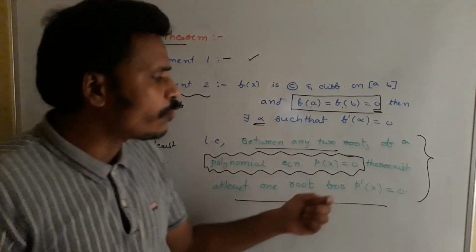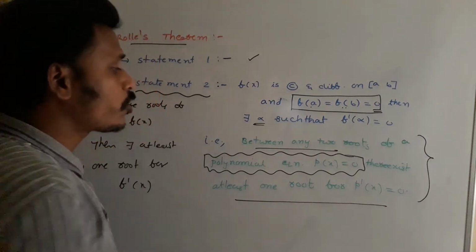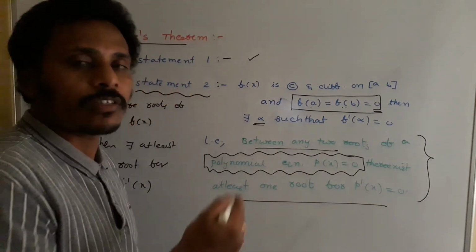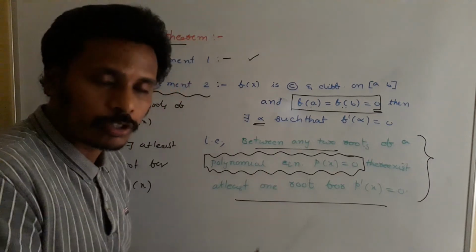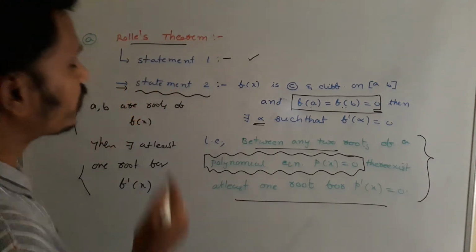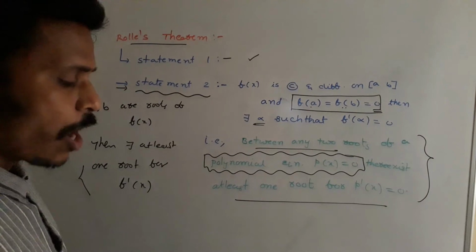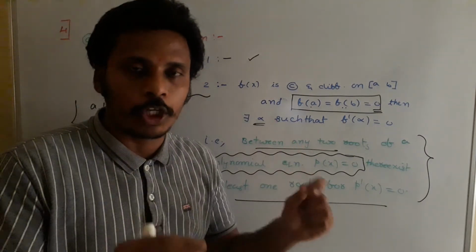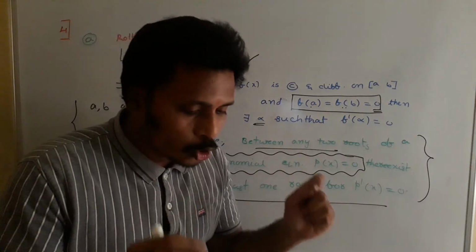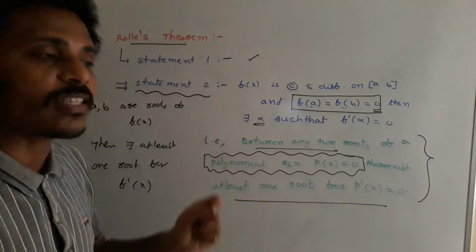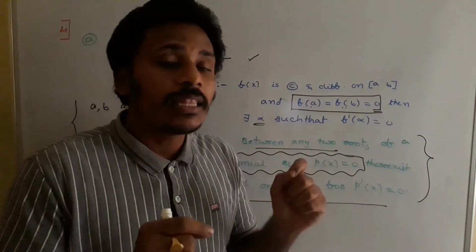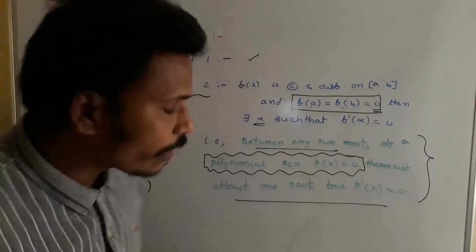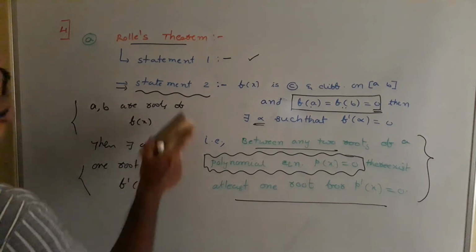And I will give you some problems based on this particular statement to count the number of zeros, or you may say the number of solutions, or the number of roots for an equation. Once again, let us revise this statement. Always we need to have two roots for the given function or polynomial, and in between those two roots the given function is continuous as well as differentiable. In that case, for sure there exists one root for the derivative of the function, or the derivative of the polynomial.